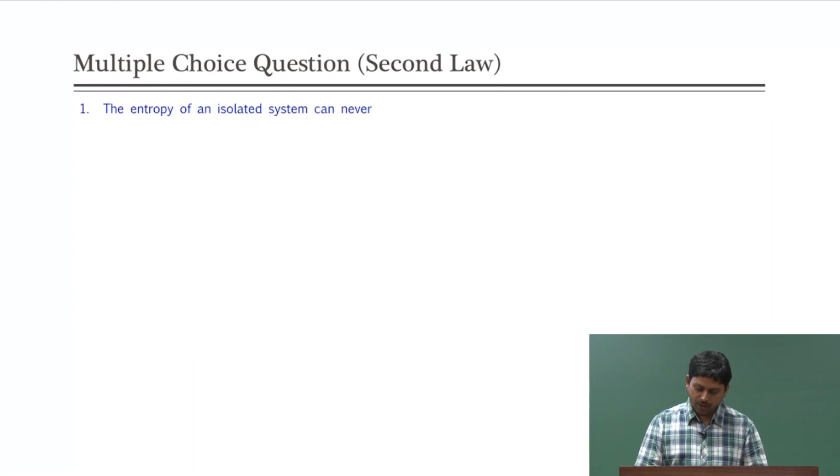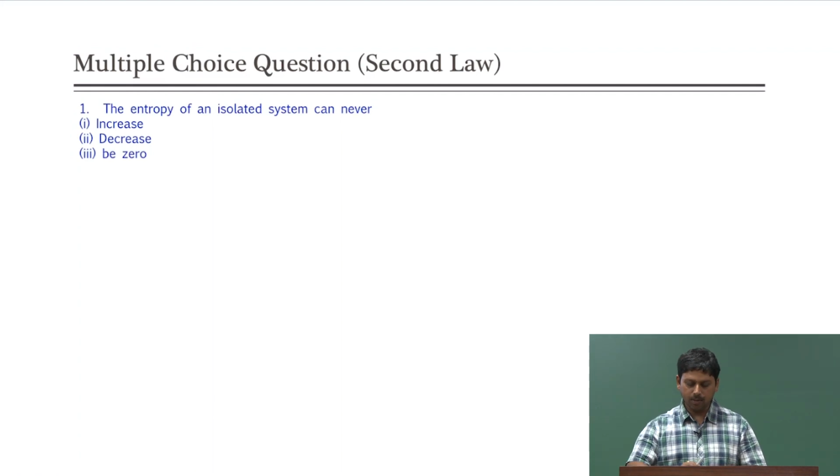First question: the entropy of an isolated system can never increase, decrease or be 0. What does it mean? An isolated system is a system in which heat cannot come from outside to inside or go out. However, an isolated system can still expand, just like our universe is an isolated system, and it is still expanding. So, if it expands, we know that entropy can change.